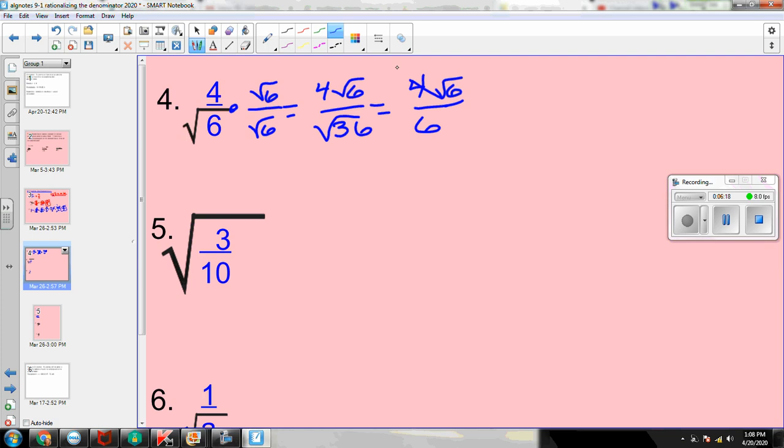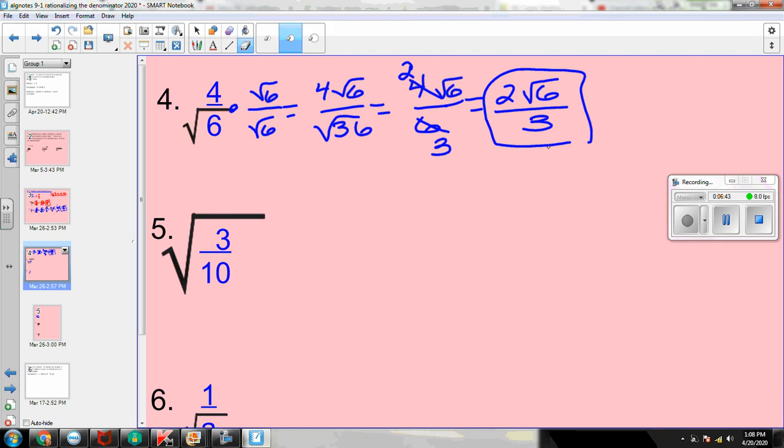I could say 2 goes into 4 twice. 2 goes into 6 3 times. So I'm going to cross off the 6 and make it a 3. I cannot cancel the square root of 6 with this 3 because the 6 is under a radical and the 3 is not. So my answer would be 2 radical 6 over 3. My final answer is 2 radical 6 over 3. Let me make that a little neater.